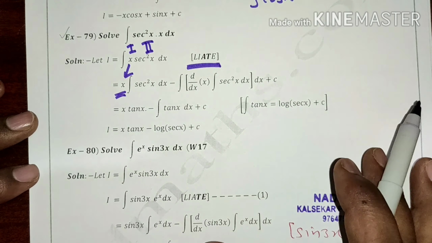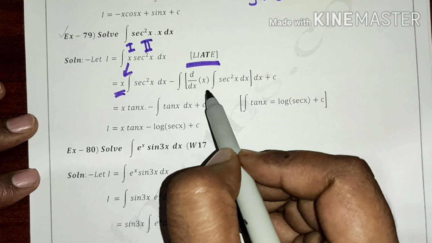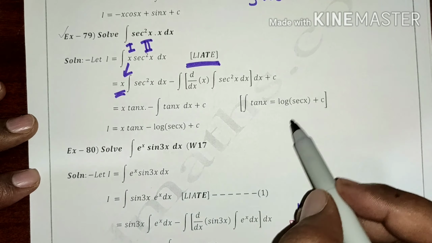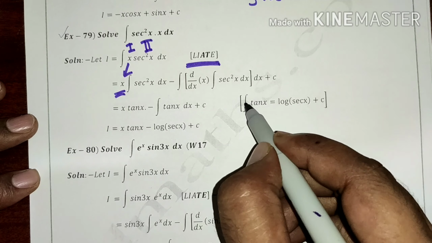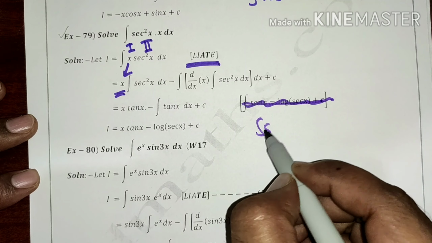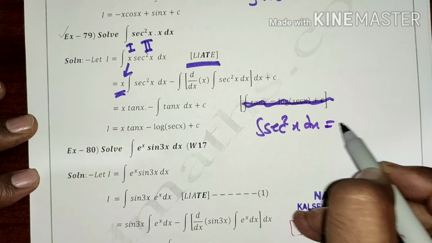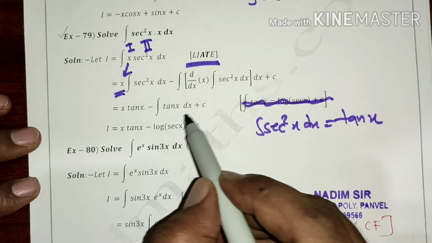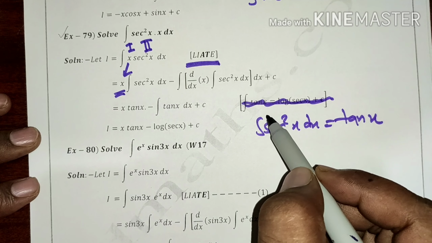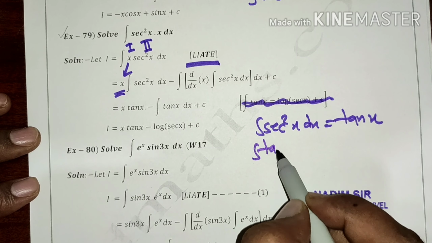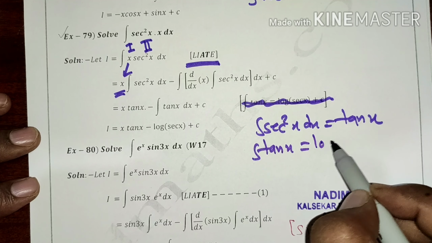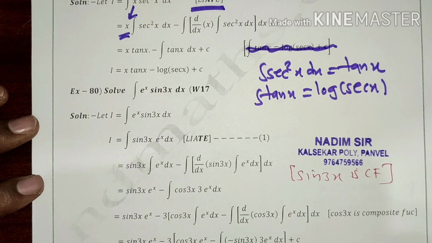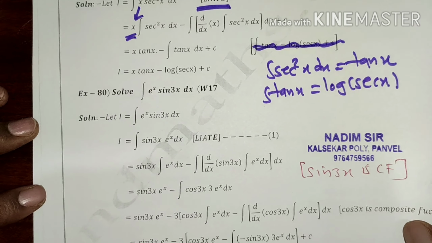We already know that the derivative of x is 1, and the integration of sec square x dx is tan x. So we write the integration of sec square x as tan x, and again the integration of tan x is log of sec x. The integration of tan x is log of sec x.